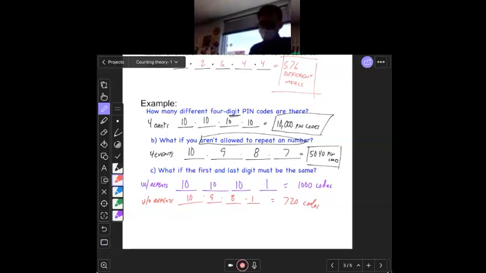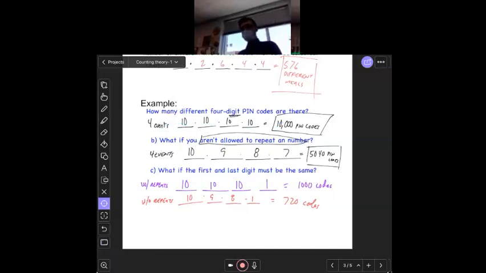You guys need to be thinking about how many times do I get to make a choice, and how many choices do I have each time. So when we add a caveat like that, we're creating dependency. So this is an independent situation. This is a dependent situation. This is a dependency. Right, you're limiting choices. But it's not going to say that. You've got to read the context.